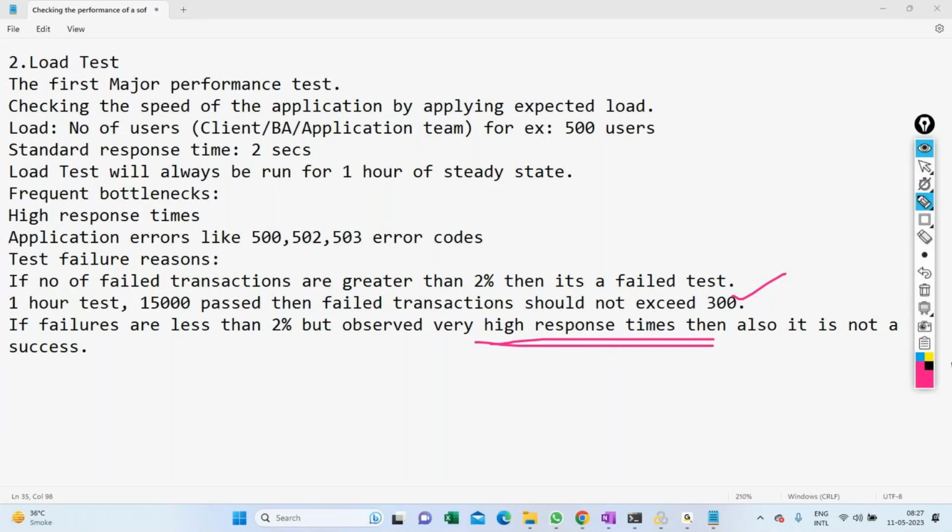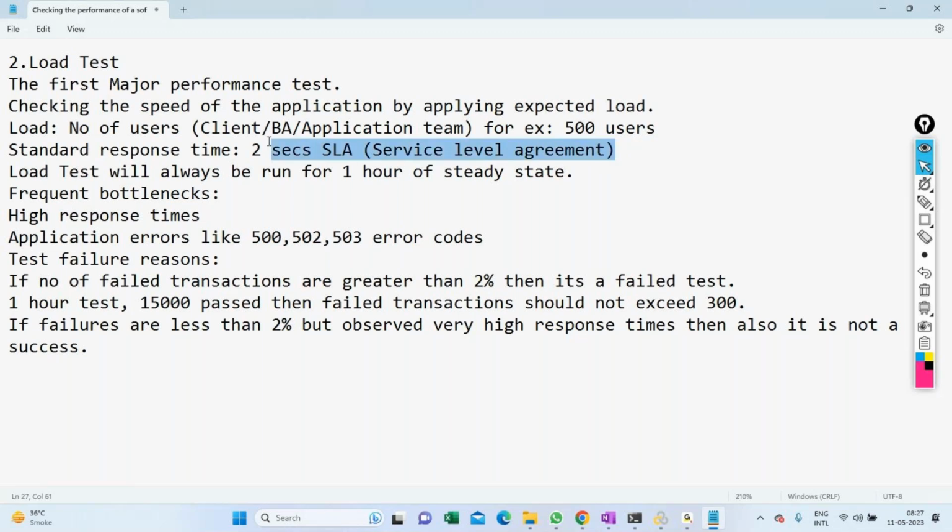Generally they call it SLA. Here I mentioned standard response time, right? So they call it SLA. SLA stands for service level agreement. What do you mean by this service level agreement? It's an agreement between the client and the application team. The client says, hey, for my application, all the response time should be less than 2 seconds.